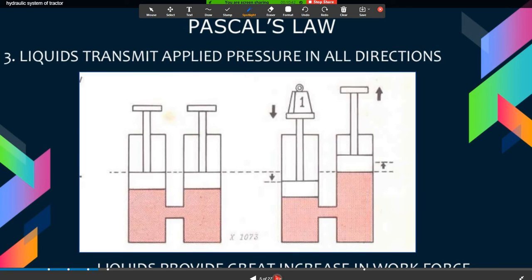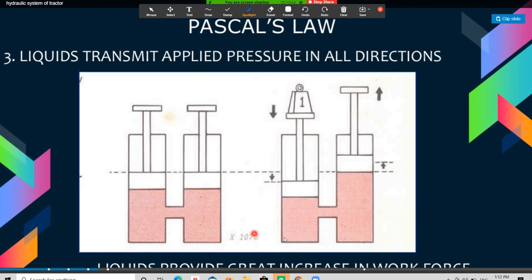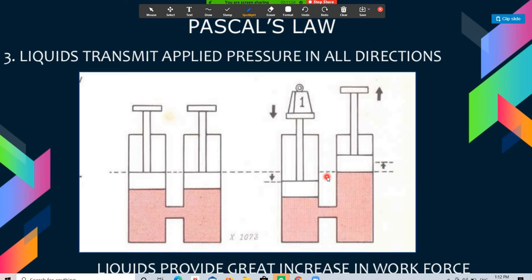Third, Pascal's law: liquid transmits the applied pressure in all directions. So when you put pressure on a liquid, it transmits that pressure in all directions.